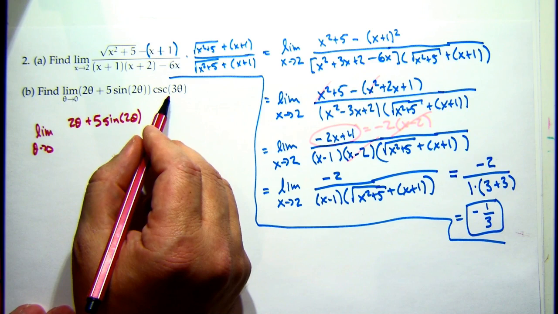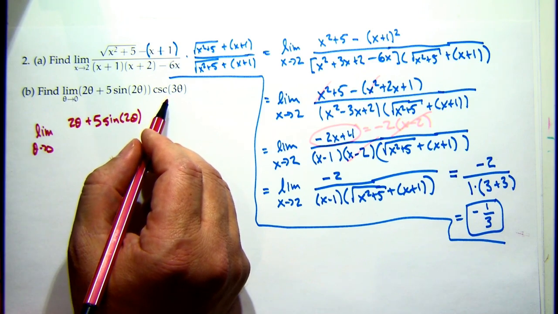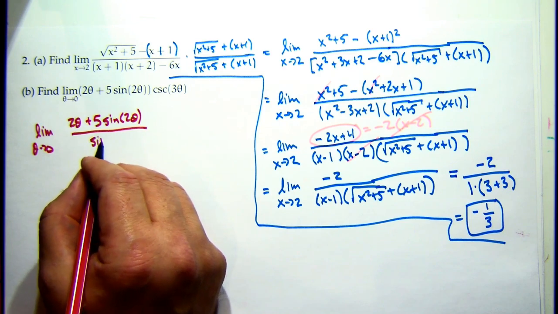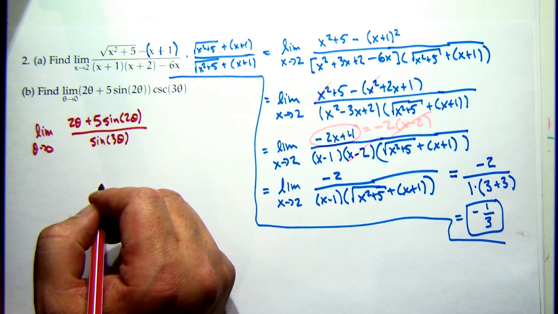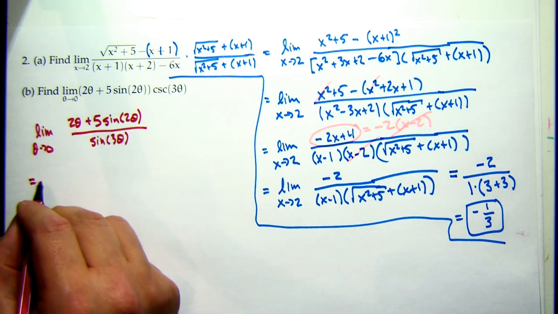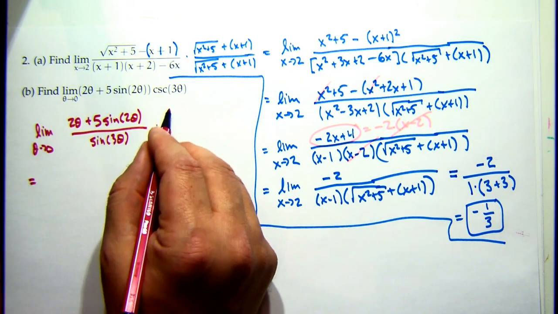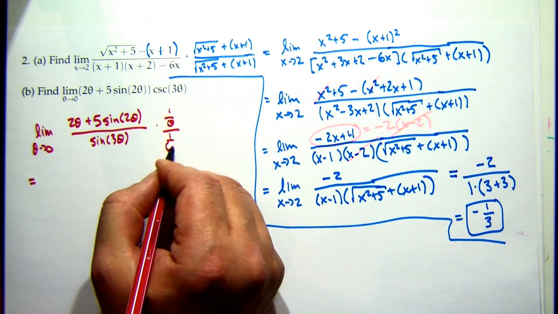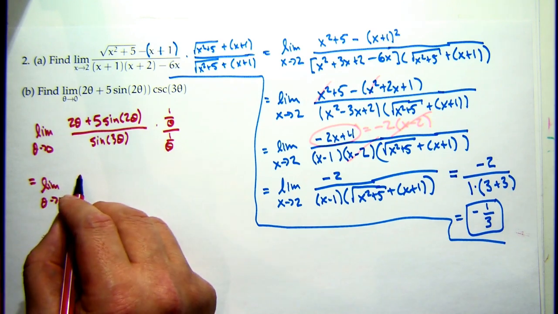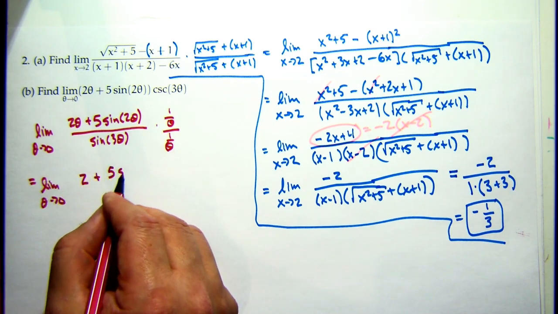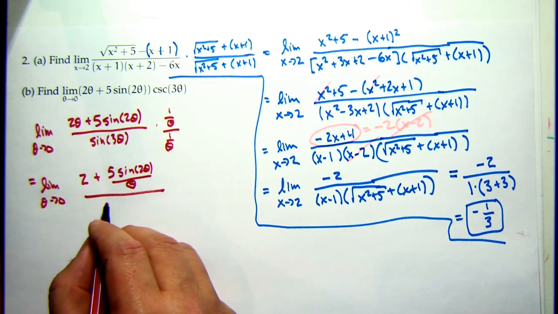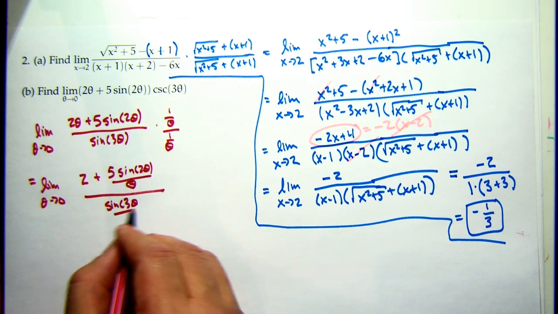plus 5 sine of 2 theta. Now cosecant, what's another way to say cosecant? 1 over sine. So I'm going to put a sine 3 theta downstairs. That's cosecant. All right, well, what I can do is I can multiply top and bottom by 1 over theta. So that becomes the limit as theta goes to 0, 2 plus 5 sine of 2 theta over theta over sine 3 theta over theta.